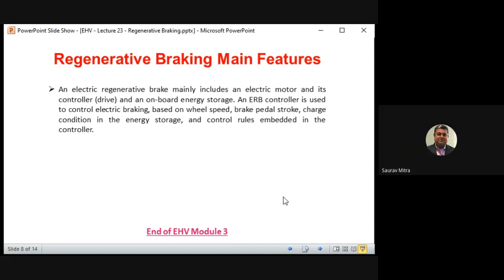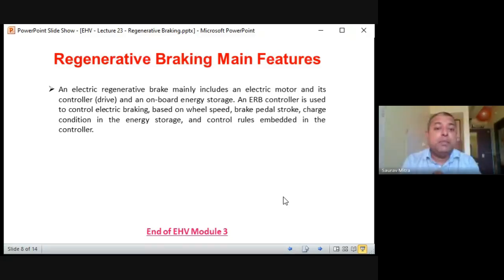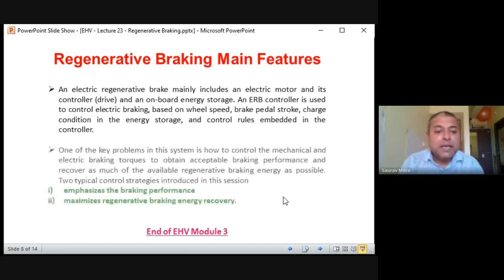The ERB controller is used to control the electric braking. That is, the electrical braking system is controlling the electric energy, the regenerative energy, based on the wheel speed, brake pedal stroke, charge condition in the energy storage, and control rules embedded in the controller. So that was just explained in the previous slide. The second point is one of the key problems.